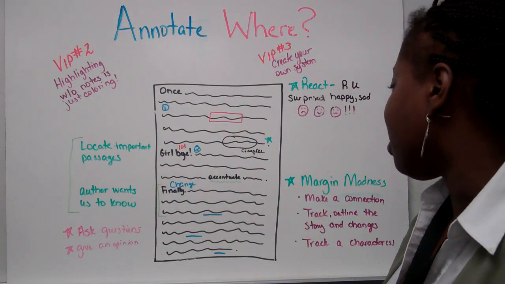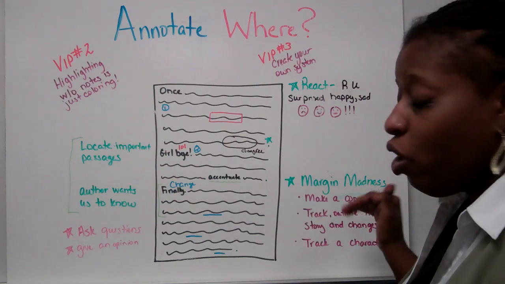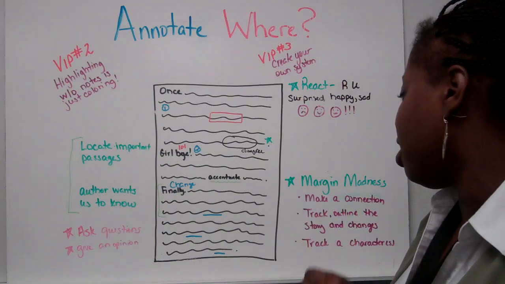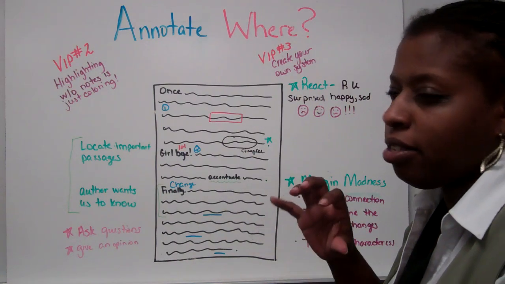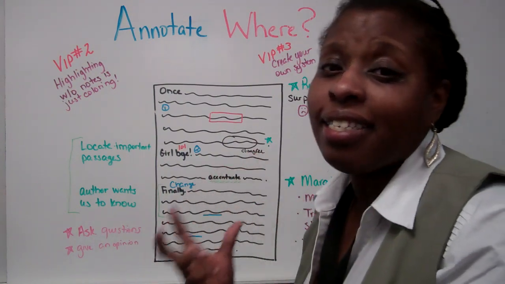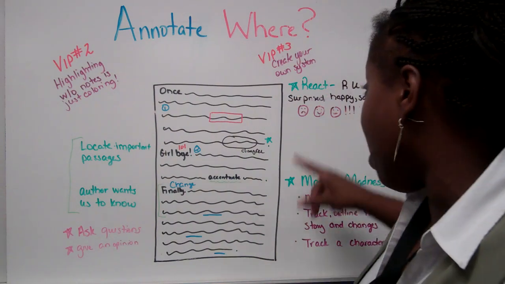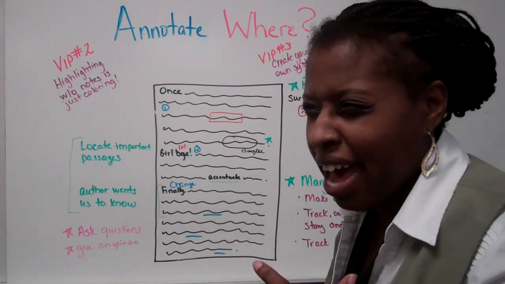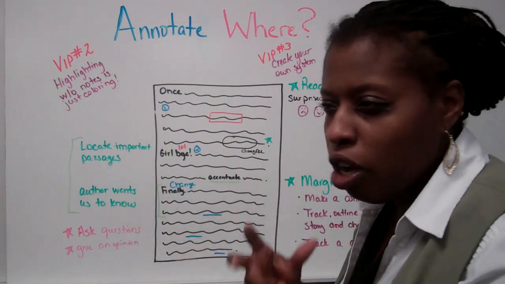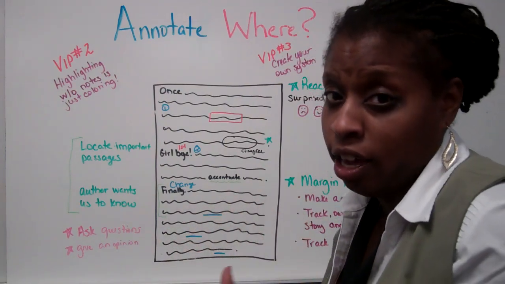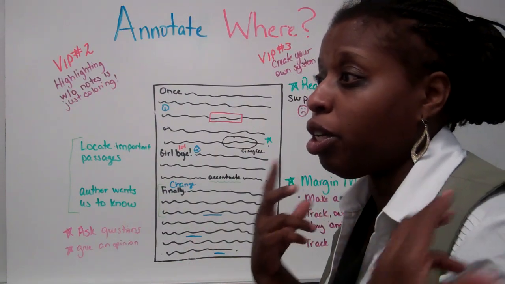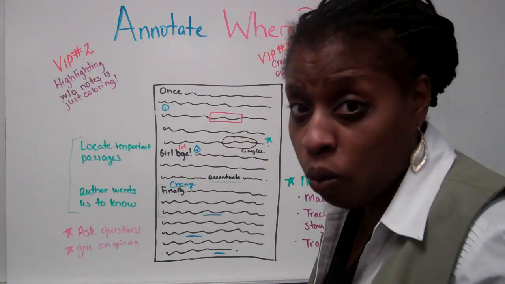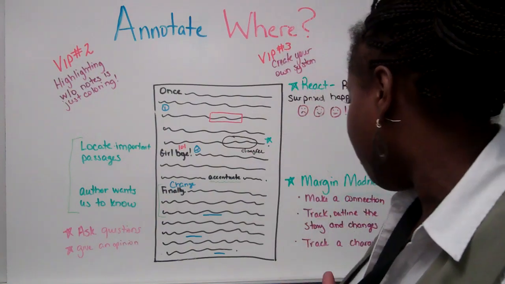I like to think of this as margin madness, where literally you are making connections. You are reacting to the text. Are you surprised about something, happy about something, sad about something? You literally can maybe even put a smiley face on the parts where you're happy, sad, upset, surprised. Use those emojicons. Use the text language that we have become accustomed to in social media to your advantage. Sometimes it can work in academic settings.